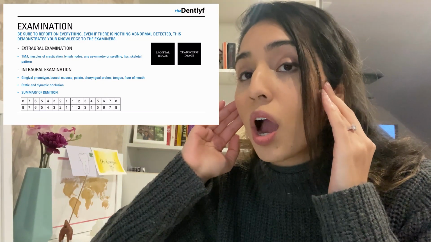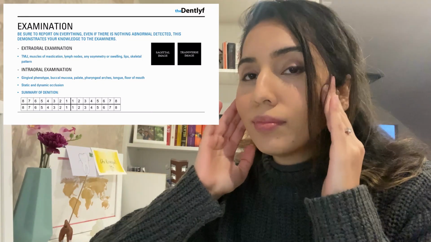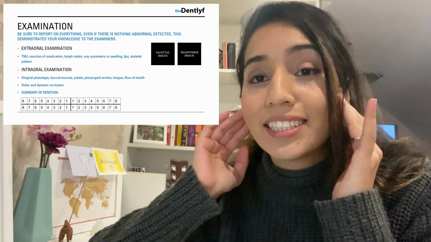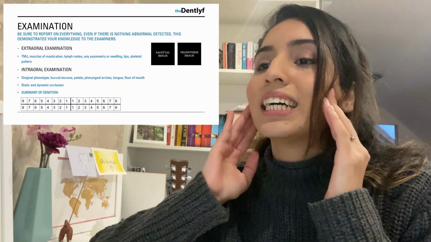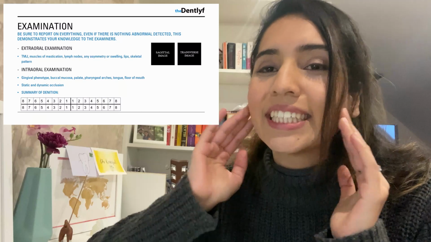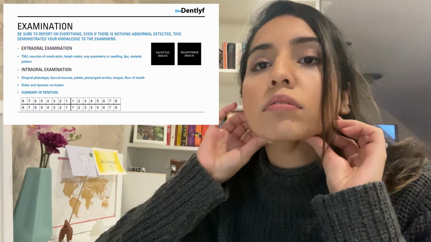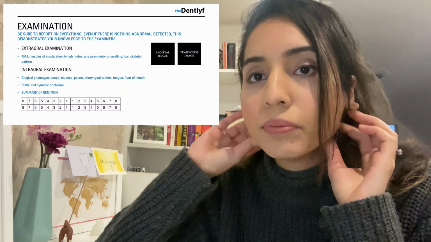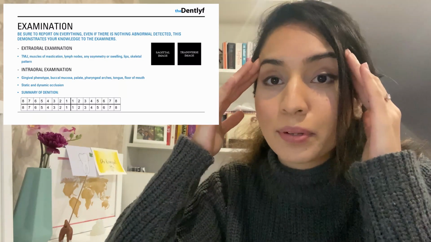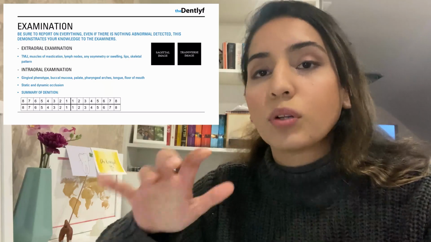So ask the patient to open and close, move side to side. Is there clicking, is there crepitus? Then you check their muscles of mastication, so get them to clench their teeth, feel around their mandible, feel their temporalis, all of that stuff.